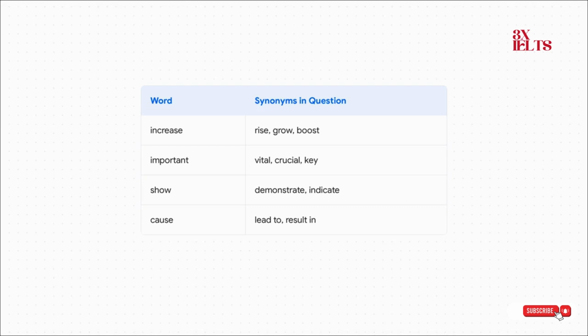The second major trap is paraphrasing. Remember what we said? The test almost never uses the exact same words from the passage in the question. It loves to use synonyms. This is where a strong vocabulary becomes your superpower. Knowing that increase can also mean rise, grow, or boost is absolutely essential. You're hunting for meaning. You're not just matching words.